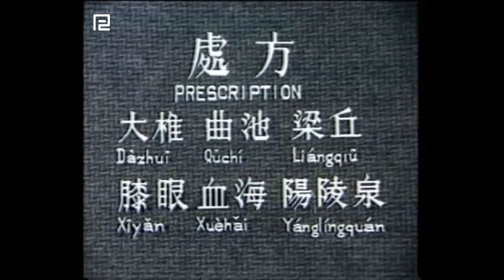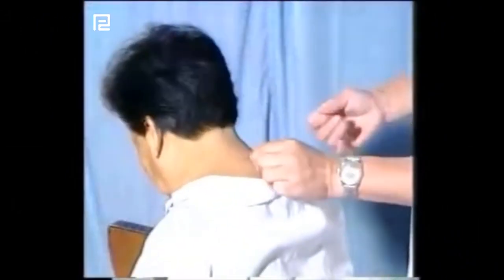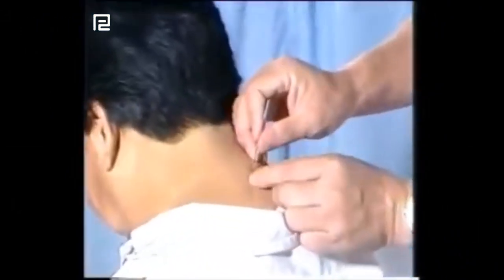After routine sterilization, spot prick the point Da Zhui, Du 14, to cause a little bleeding to expel the superficial heat of the yang. Qu Chi, large intestine 11, is needled in combination with the reducing method to expel wind and heat.